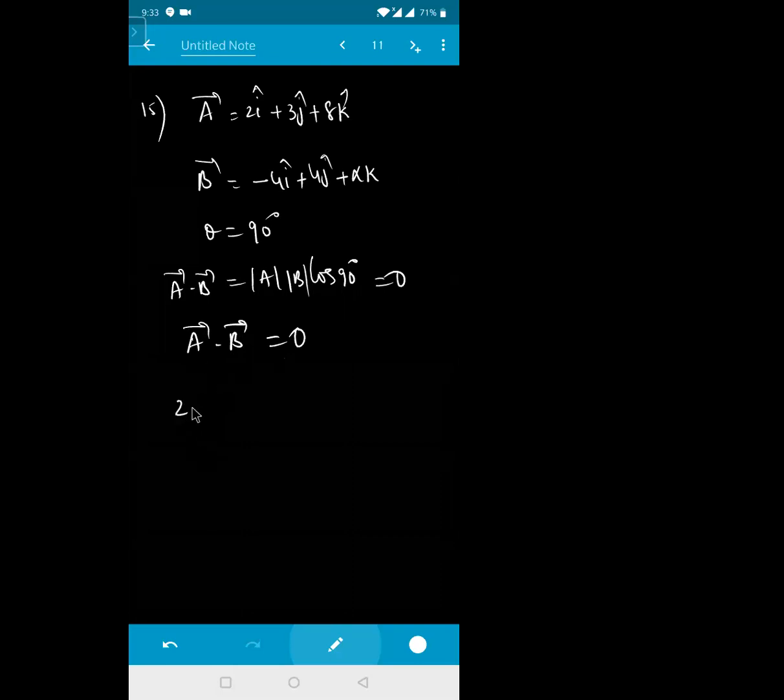So take the value of this one. This is 2i cap plus 3j cap plus 8k cap, and this one is B. B value is minus 4i cap plus 4j cap plus alpha into k cap. A dot B must be equal to 0. I into I must be equal to how much, beta? 1. So how much will I be getting now? I dot into I dot is how much for me? 1 or 0?